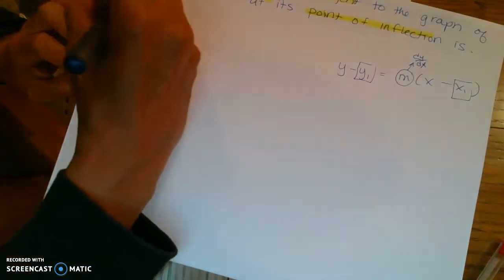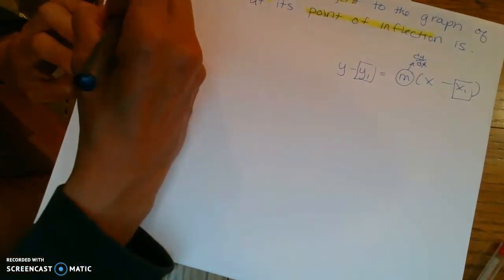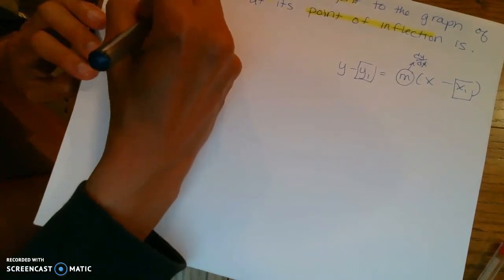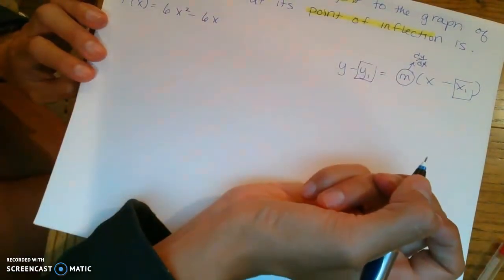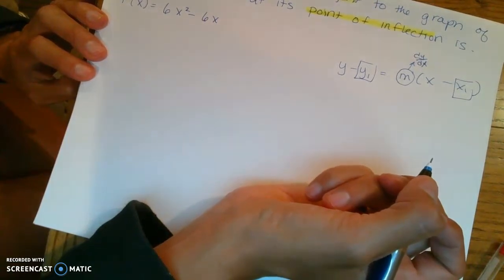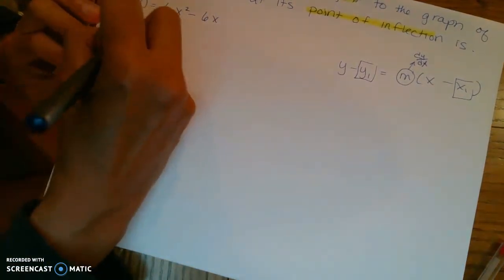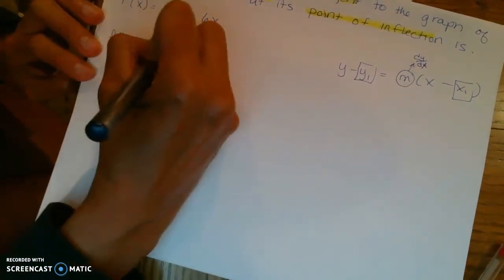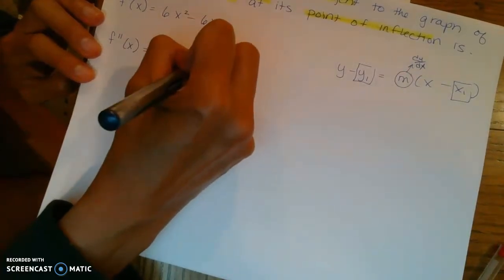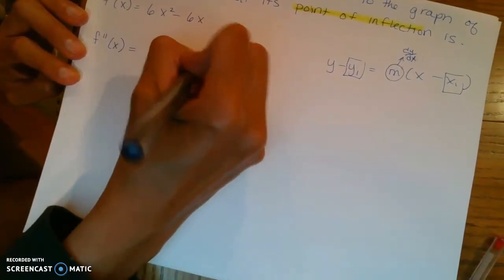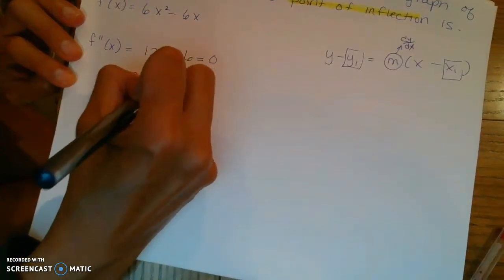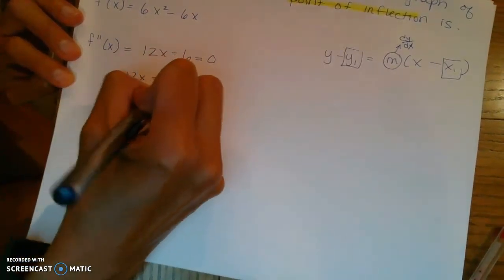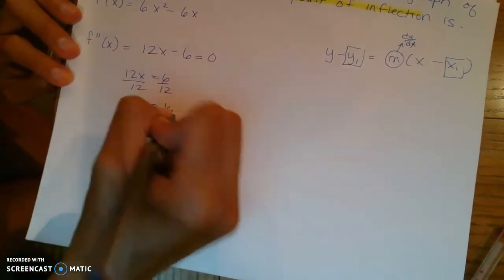So first, we can't jump to the second derivative, so we find the first derivative. I get 6x squared minus 6x as your first derivative. And then I'm just going to go ahead to the second derivative because I'm looking for the point first, and I get 12x minus 6. And I set that equal to 0. And I get 12x is equal to 6, divided by 12, x is equal to 1/2.